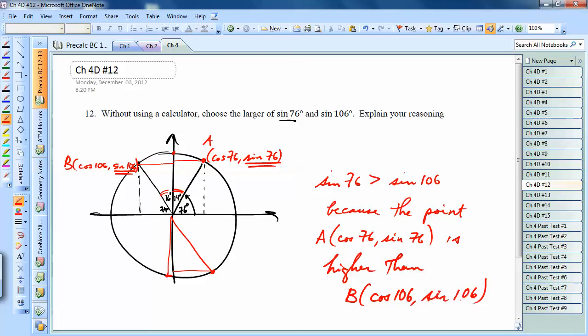If I was asking for which cosine value is greater, then you just want to pick the one that's furthest to the right, because cosines are the x values. So the further to the right you are, the greater the x. The further up you are, the greater the y, so the greater the sine.